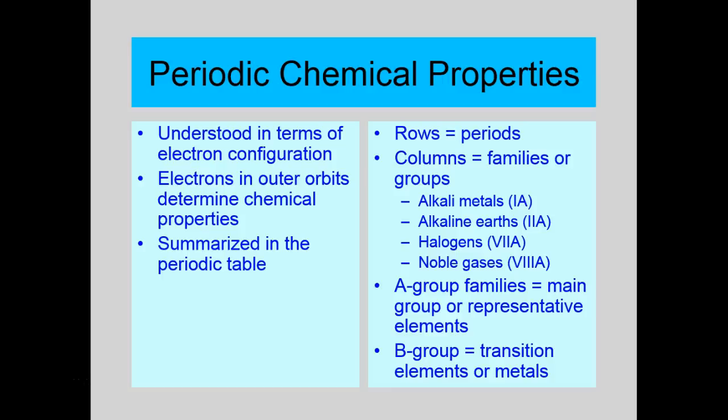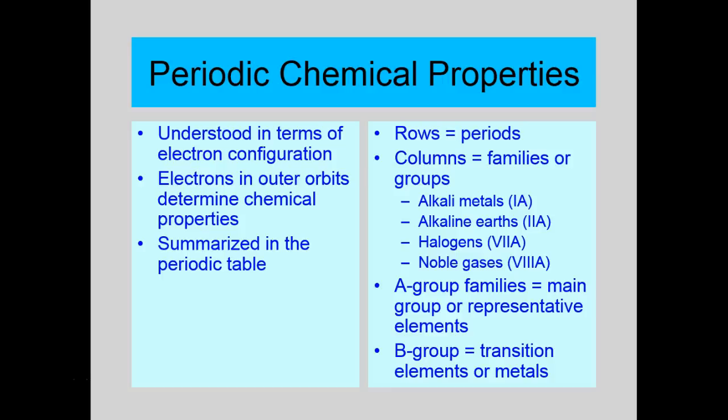Okay. These A group families, the ones I just mentioned, are the main group or representative elements. The B group begins with scandium. You see 3B, 4B, 5B, 6B, 7B, 8B, 9B, 10. I can't believe they said that.